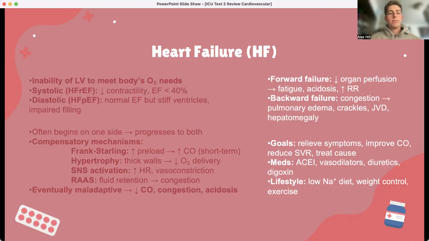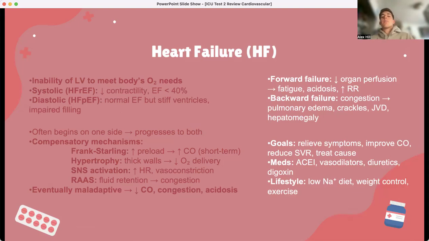Okay, heart failure. So you have these compensatory mechanisms because your heart is not pumping out enough. And so your body is trying to do what it can to get more blood out. So it'll try to get more blood into the heart. It'll try to increase the muscle hypertrophy. But eventually all of these things that it does end up being maladaptive. Right? Because if your heart goes through hypertrophy, then it can't fill as much, so it can't pump out as much. So eventually these things cause issues.